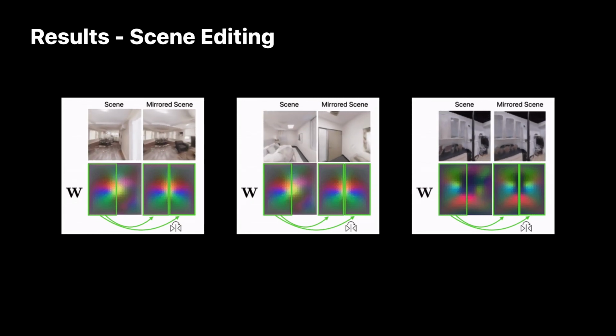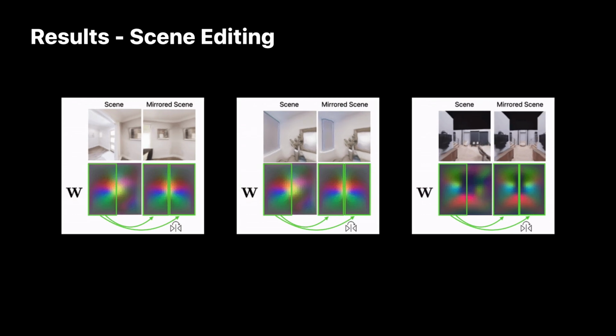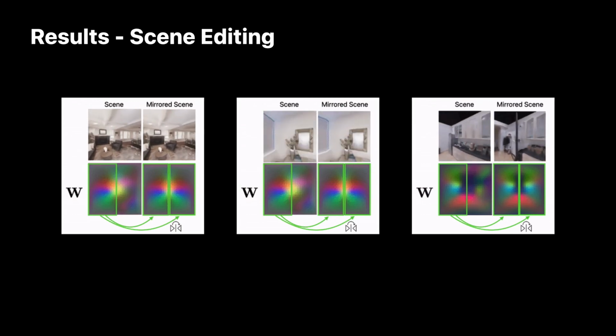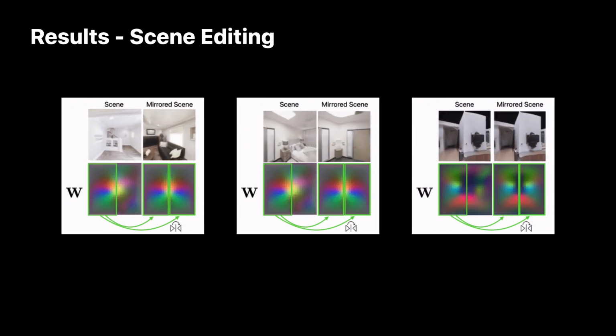Finally, we demonstrate how the latent floor plan W can be used for spatial scene editing. In this example, we mirror the local latent grid, resulting in a mirrored version of the scene when rendered.